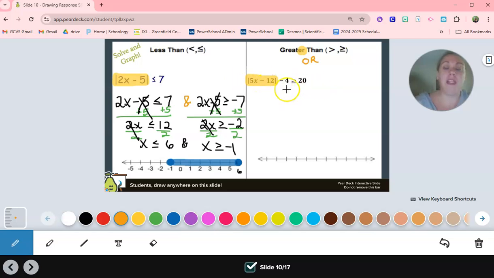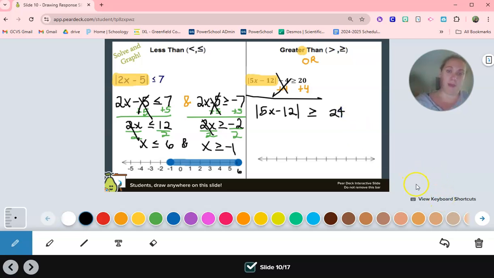So to do that, we need to move this -4 to the other side. So we're going to add 4 to both sides, doing that opposite operation. -4 plus 4 cancels to 0, and we have the absolute value of 5x minus 12 is greater than or equal to 24. So now we can write our two inequalities. So the first one stays exactly the same, but without the bars. 5x minus 12 greater than or equal to 24.